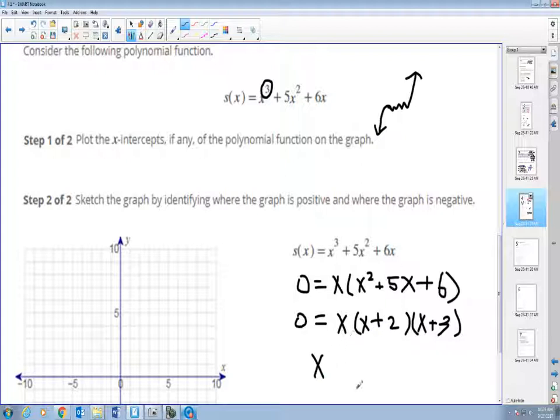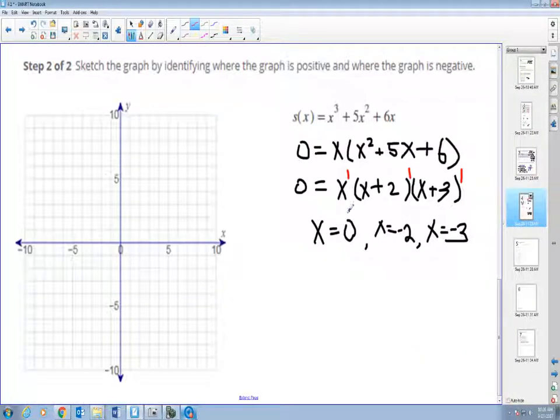So set each factor equal to 0. The x I factored out is a factor, set equal to 0. The other one is -2. The third one is -3. If you look at the exponent of my factors, the first thing I factored out was my x. The exponent is 1. This is 1. This is 1. So again, my graph will cross over my x-axis at these 3 coordinates, these 3 x-intercepts.